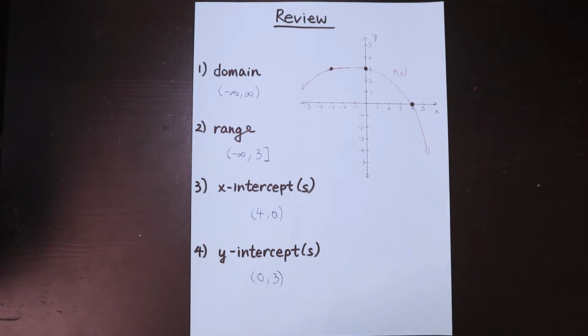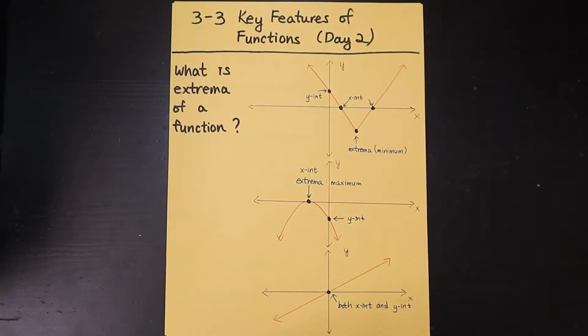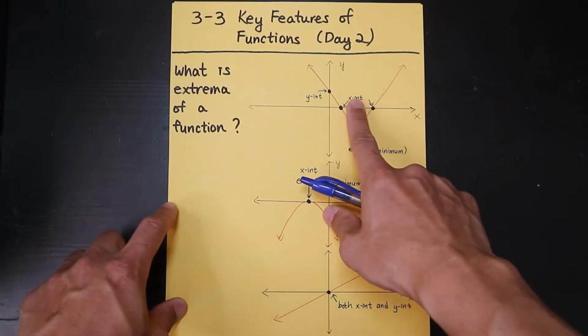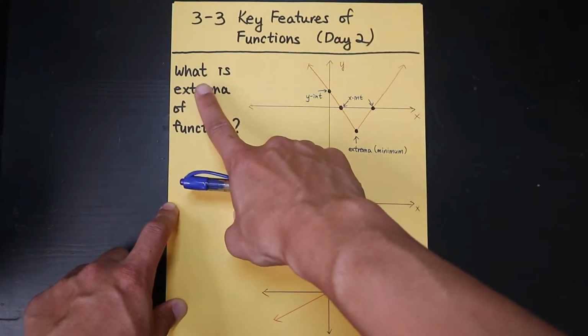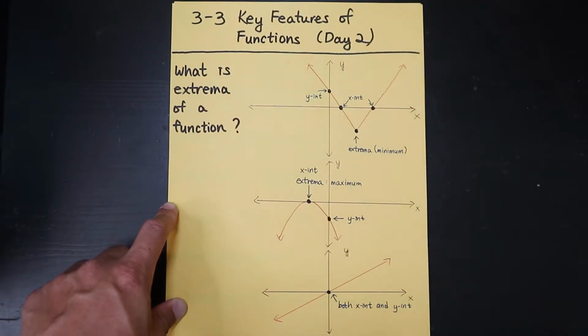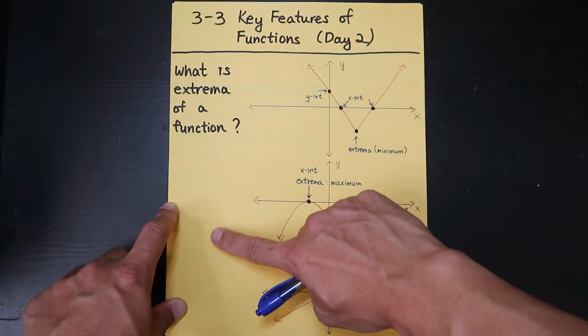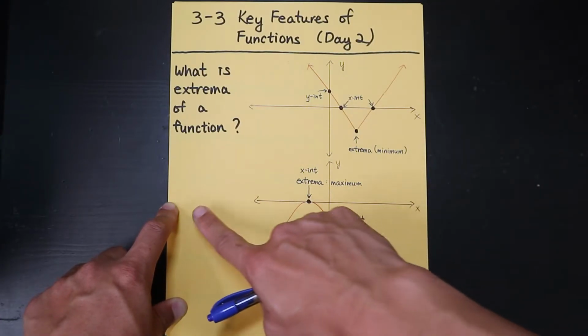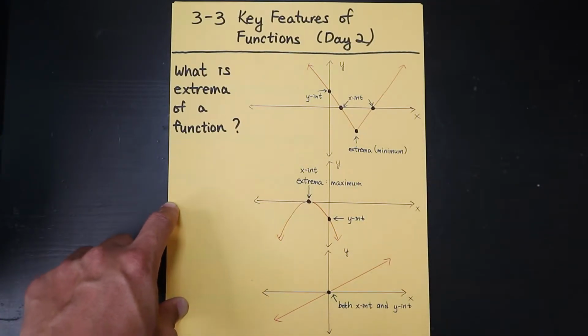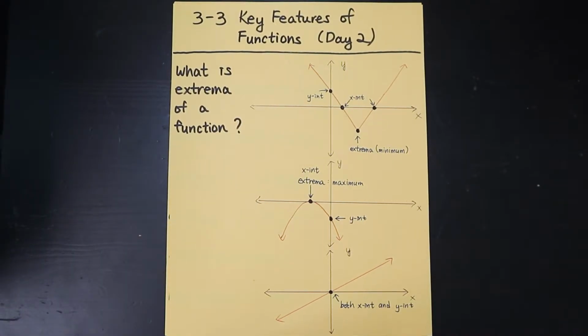Let's move on to the actual lesson, 3-3. In 3-3 Key Features of Functions Day 2, we're going to incorporate x-intercept, y-intercept, as well as something called extrema. What is an extrema of a function? Think of extrema as the highest point and the lowest point of a graph. It's like the top of the hill or the bottom of the valley. Those are the extrema of a function.